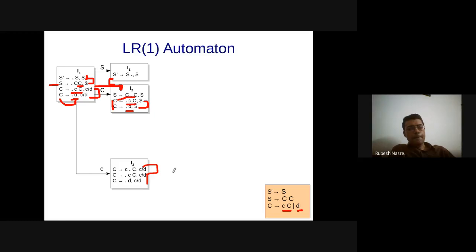Okay. So let's complete the transition on small d from I0.